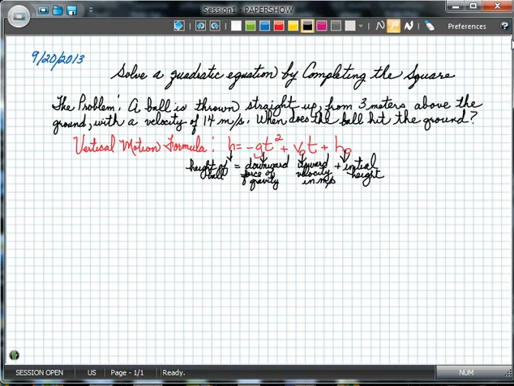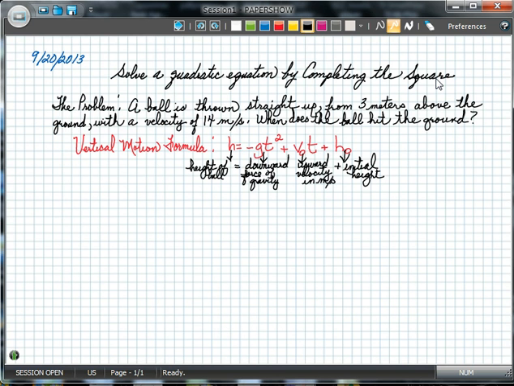Today, I'd like to solve a real-world application of a quadratic equation. And I'd like to solve this equation by completing the square.